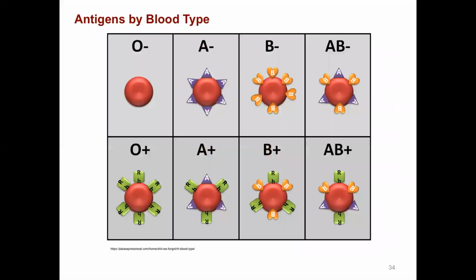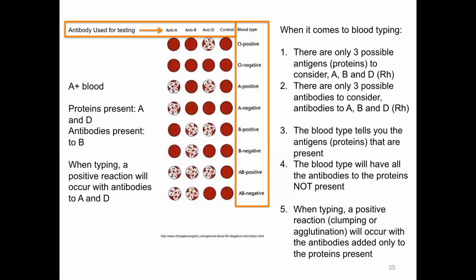Well, the antibody that I have is going to be to anything that's left, all right? So this person here who's B positive, the only antibody they're making is to A, because that's the only protein they don't have. So again, the blood type is telling you what proteins are present on those red blood cells that you have to care about. And the blood type then will have all of the antibodies to the proteins not present, okay?